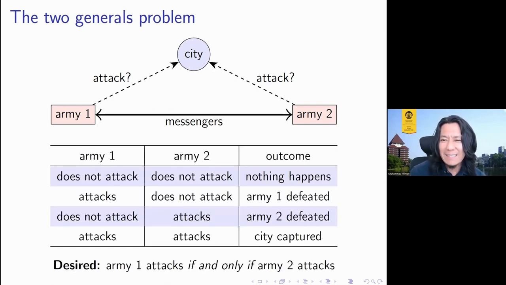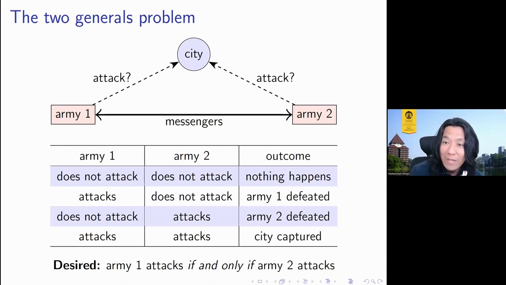So these are some scenarios. If army one does not attack and army two does not attack, nothing happens. They just stay still, and the city will stand as it is. What if one army decides to attack, but the other one does not want to attack? Army one will be defeated. It also applies vice versa. If army two decides to attack, but army one doesn't want to attack, army two will be defeated.